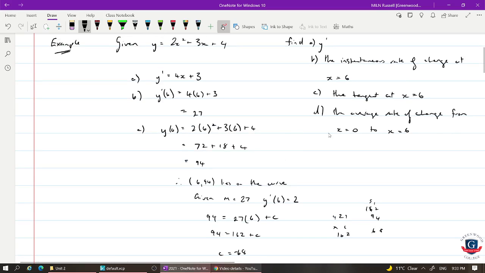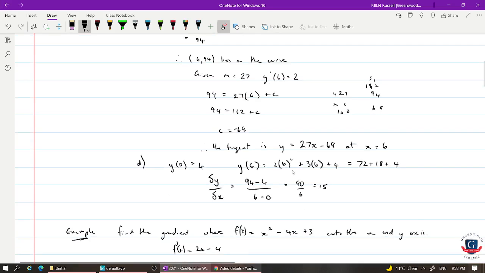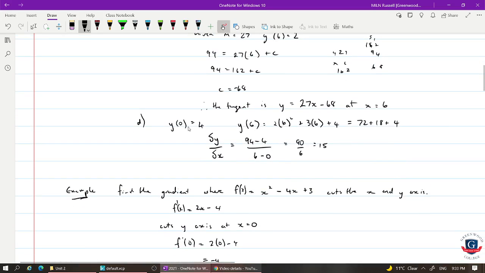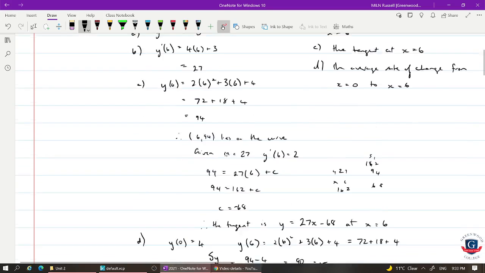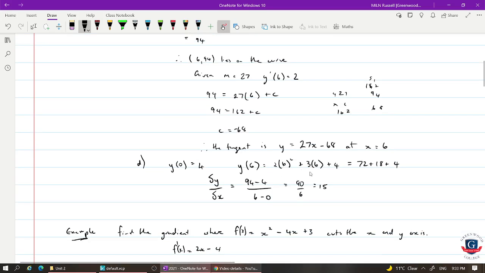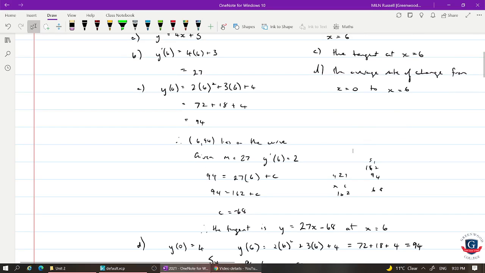Now, if we wanted the average rate of change from x equals 0 to x equals 6, we would need to know the y value for 0 and 6. y0 is 4. y6, substituting in, 6 squared is 36, 72 plus 18 plus 4, which gives us 94. Subtract to find the average rate of change, take the difference in y's, divide by the difference in x's. 94 take 4 over 6 take 0 gives us 15. And that's the answer for D.